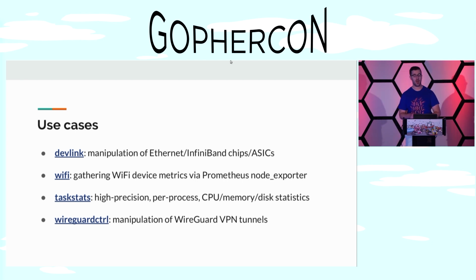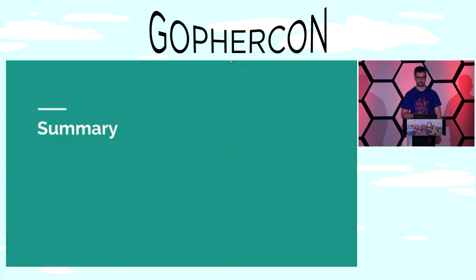Very cool. There's Wi-Fi. This uses NL802.11 under the hood. And if you're running the Prometheus node exporter, the Wi-Fi collector actually uses this to fetch Wi-Fi interface information from the kernel. There is TaskStats, which provides high precision per process, CPU, memory, and disk stats. The Linux get delays utility uses the same interface. And then my most recent project is WireGuard Control. And this is used to manipulate WireGuard VPN tunnels in the kernel using the generic Netlink interface.